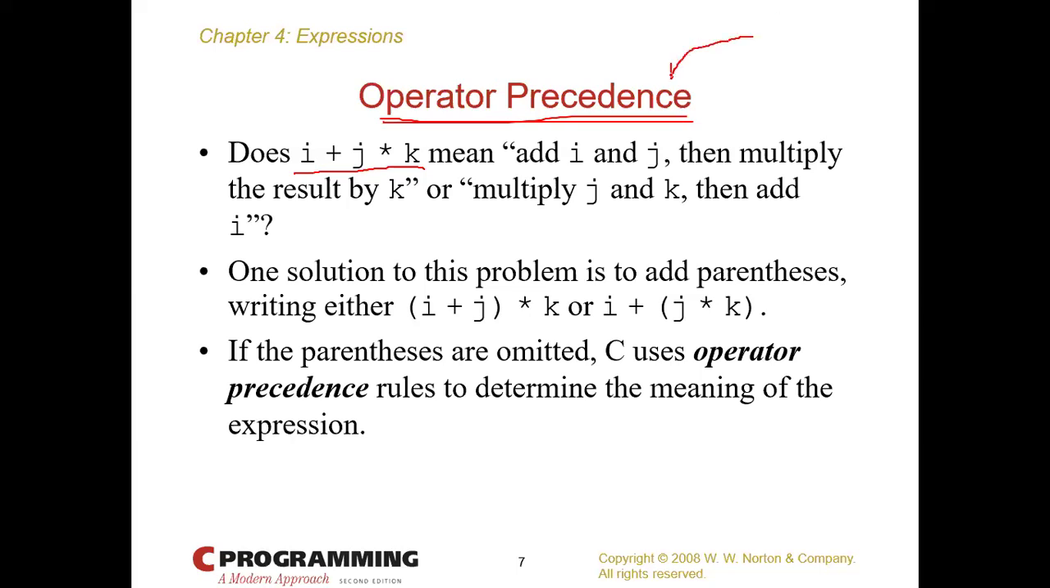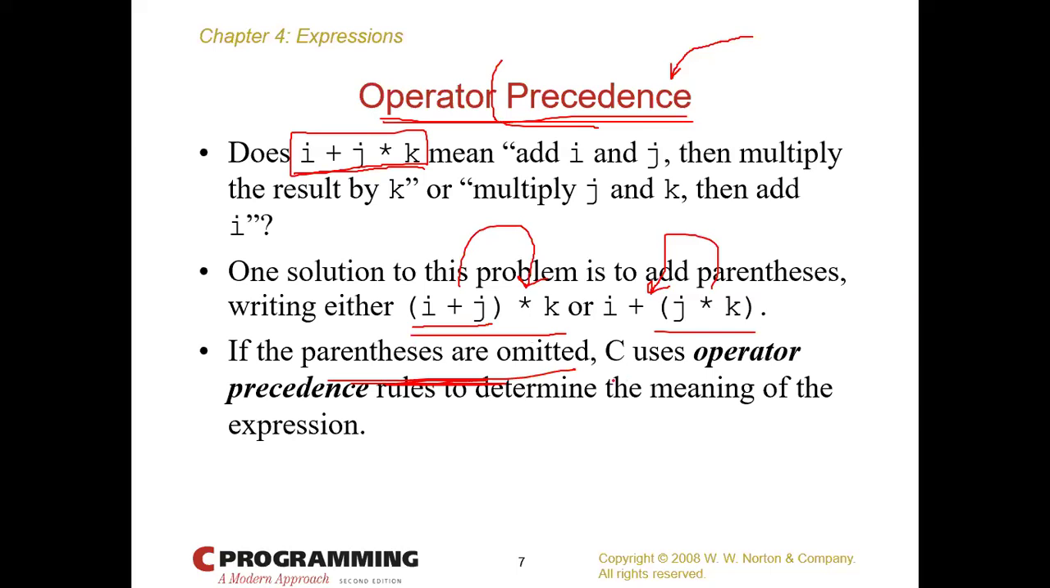Which operator is higher priority than the other operator? One solution to this problem is to first add parentheses. So we say i plus (j times k). This solves the problem completely because if we put parentheses, then we know that we solve the parentheses first, and then the result, we use it with the next operand and operator. But if there are no parentheses, how do we determine what to do? If just like this is what we have, we do that using, as I said, operator precedence.